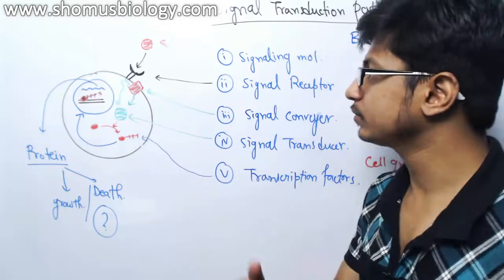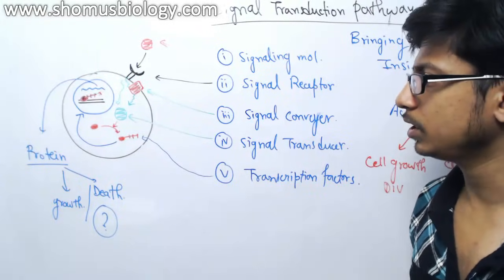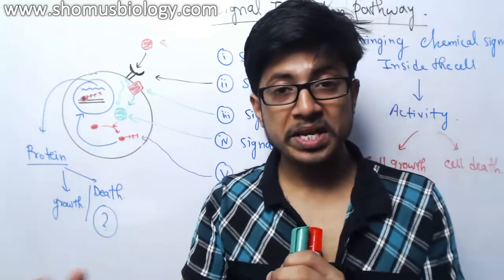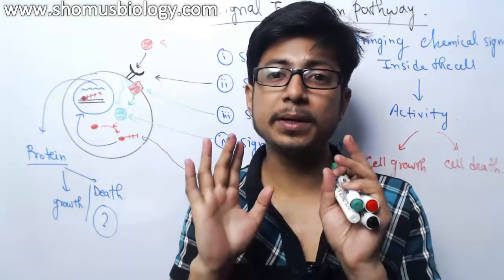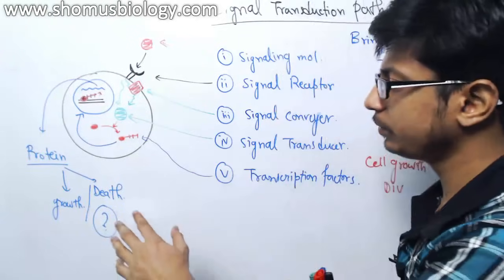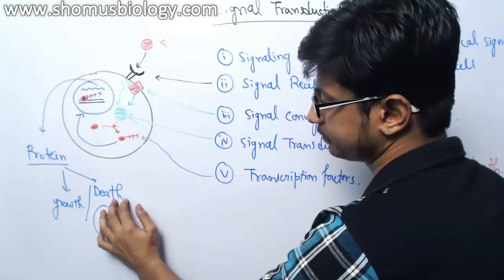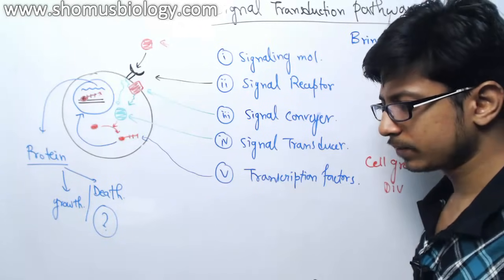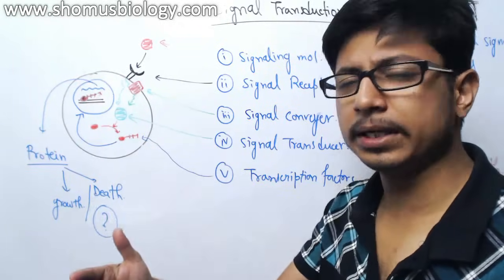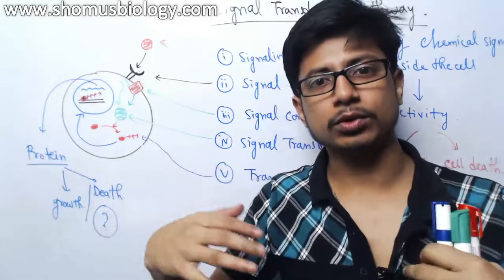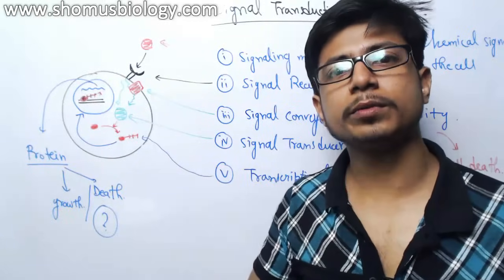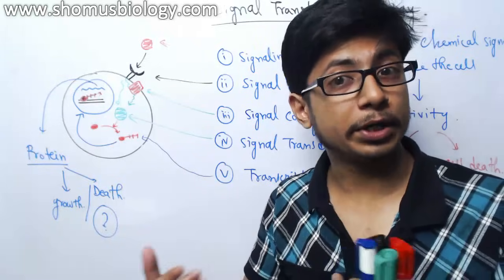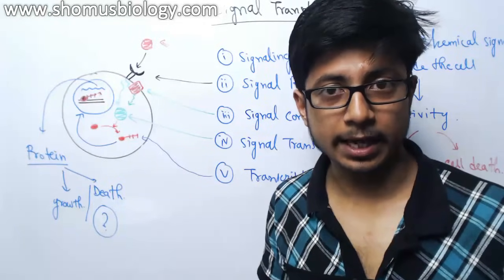GLUT transporter should be embedded in the membrane so that they can take up glucose inside those cells. So that is the idea. This is one example of how this works. So you see, the whole idea is providing a signaling molecule in response to which there should be some action. Now the action we mentioned here, either growth or death. Ultimately, in case of insulin, it normally leads to the uptake of glucose inside the cell that helps the glucose to be converted into glycogen and stored there, or utilized to produce energy inside the cell.